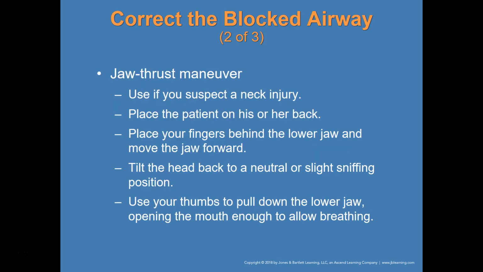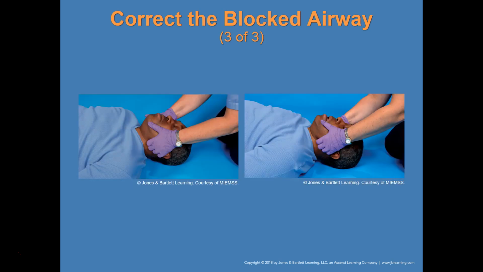Now, if we come upon a patient and we suspect a neck injury, from they fell, they were in a car crash, they dove into a pond and something happened, we want to use the jaw thrust maneuver. To do that, once again, patient's on their back. We're going to place our fingers behind the lower jaw and move the jaw forward. We're going to tilt the head back into a neutral or slight sniffing position. And then we're going to use our thumbs to pull down on the lower jaw, opening the mouth enough to allow breathing.